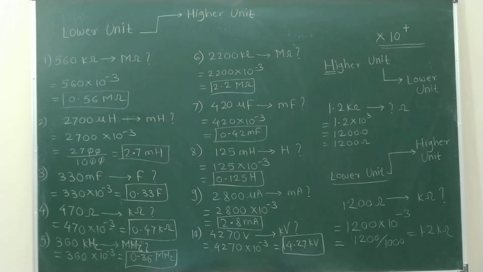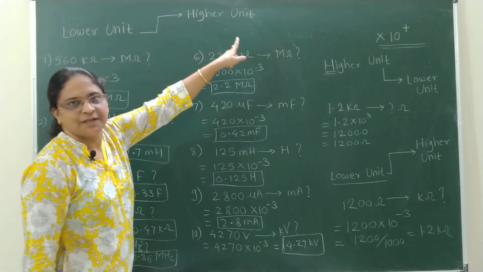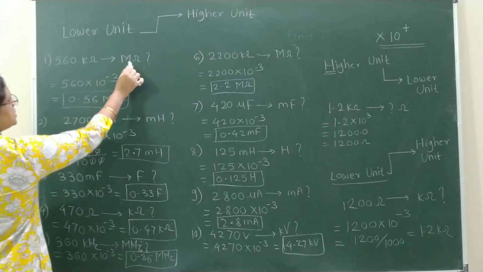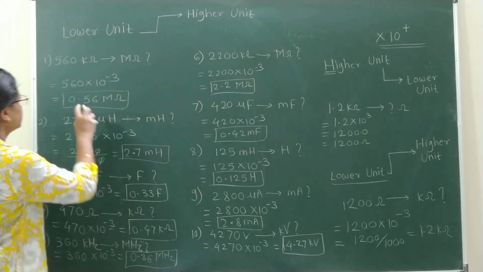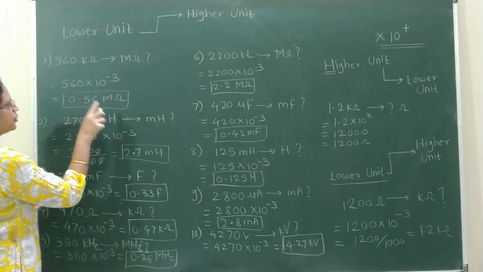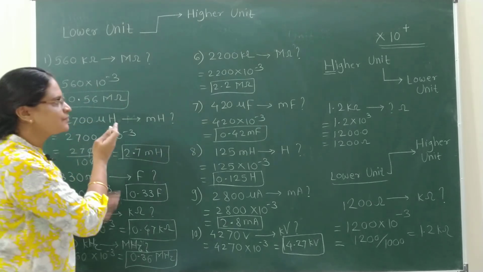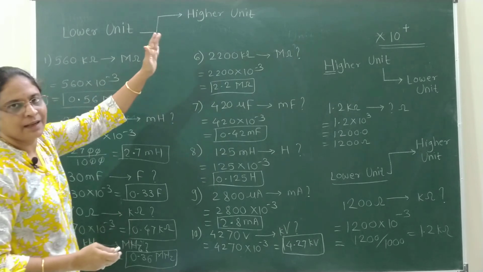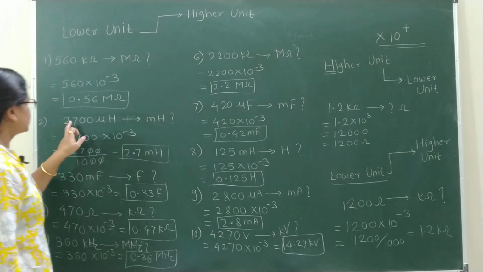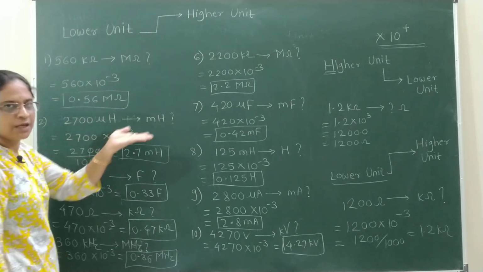Here are the solved examples, as to how a lower unit gets converted into a higher unit. First, 560 kilo ohm is to be converted into mega ohm. So 560 into 10 raised to minus 3. Here it makes 0.56 mega ohm, meaning the decimal point has been shifted 3 digits left. Lower to higher, left. Higher to lower, right. Okay. So here we shifted the decimal point towards left because we are going to use higher units.